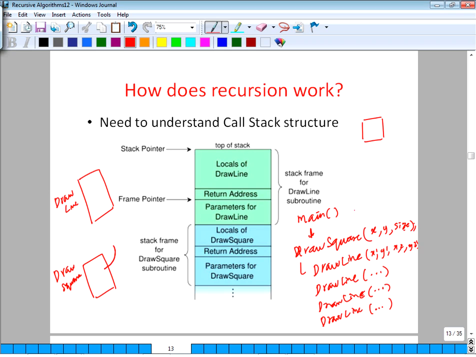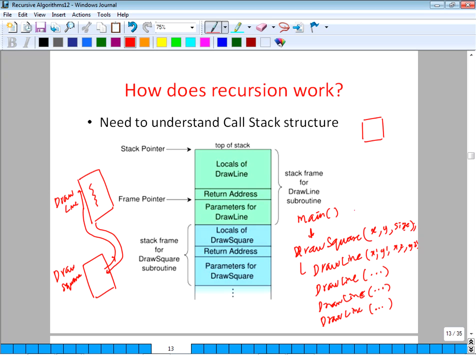When you're invoking this draw line, after finishing the processing, you have to come back to the next line. That's why we push the return address. When invoking draw line, you first push the parameters for the draw line, then you push the return address, so where to return after the draw line is done, and then continue. After pushing the return address, we jump to the draw line. As soon as we jump in there, it allocates extra space for the local variables. That's how the stack memory mechanism works.